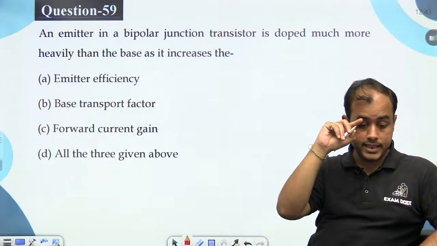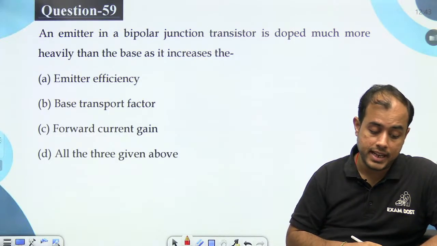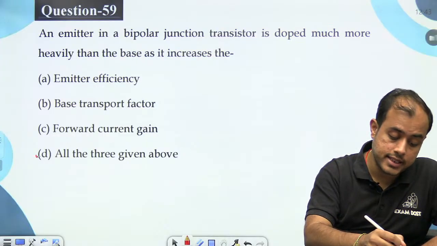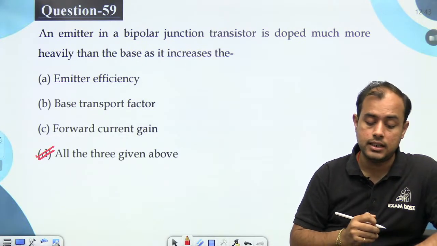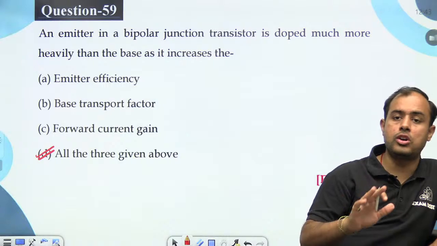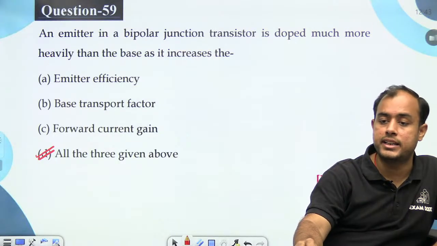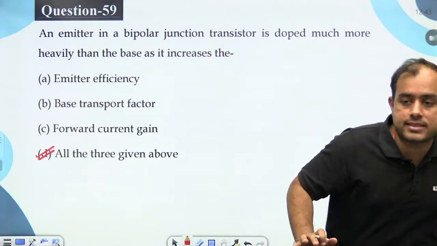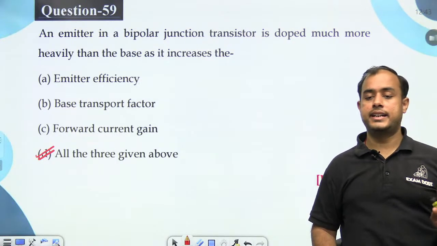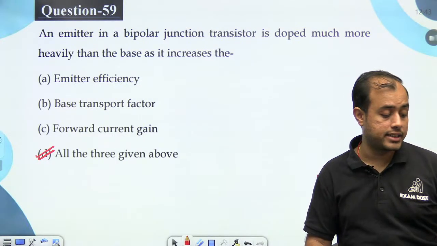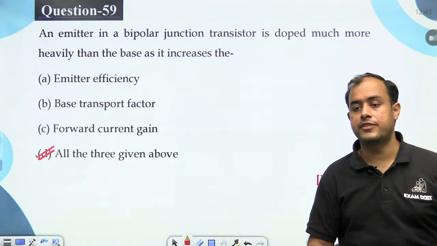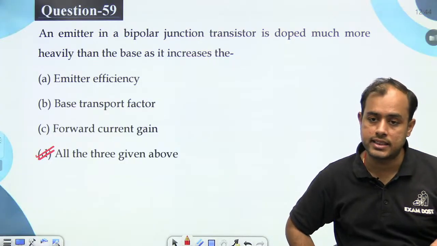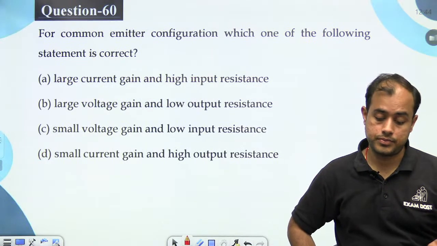Emitter in a BJT is doped much more heavily than base as it increases the emitter efficiency, base transport factor and forward current gain. All of these will increase if emitter is highly doped. Beta, ICBO has one extra term which is called as surface current. इसीलिए ICBO का इस्तेमाल करते हैं. ICO और ICBO में इतना ही फर्क है. ICO is the reverse saturation current and ICBO contains the surface current also.